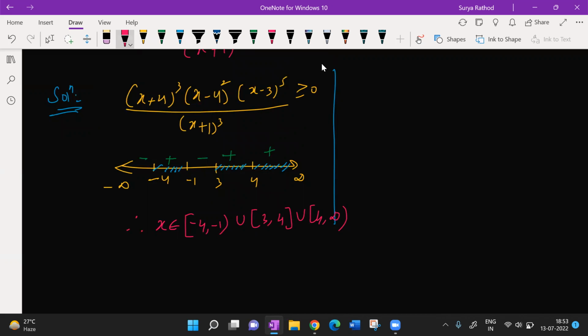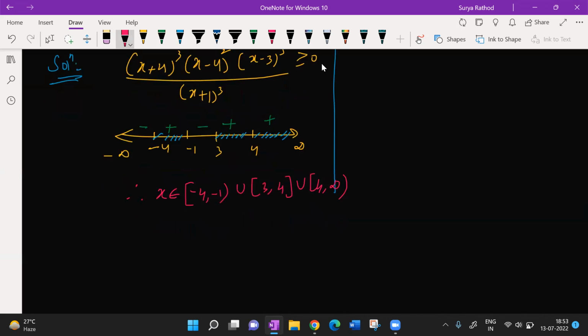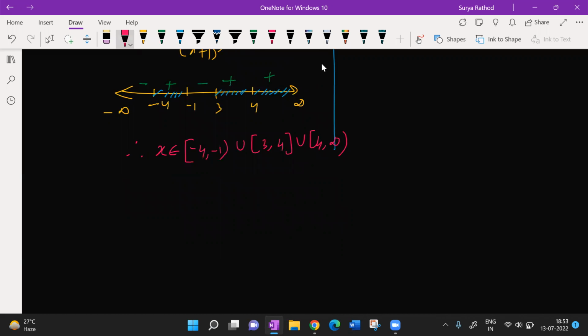Understood my point? At infinity you cannot keep a close bracket, by infinite I do not know what number it is. I do not know what number I'm including. So infinite is always an open bracket, never a close bracket.